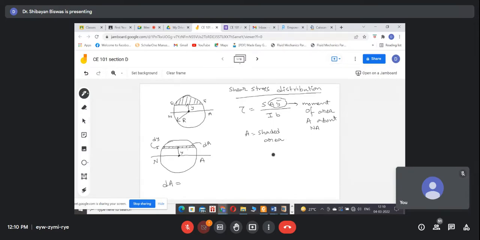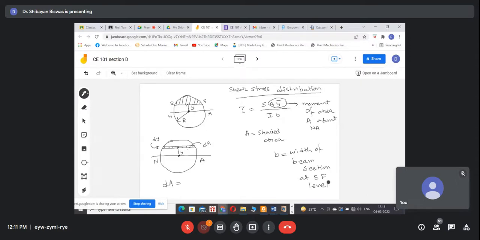What is the definition of B? B is the width of the beam section at EF level.